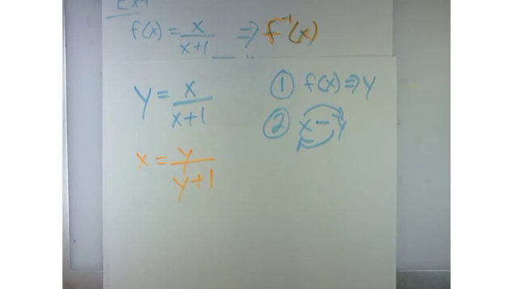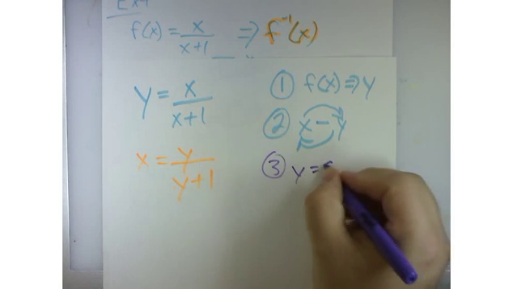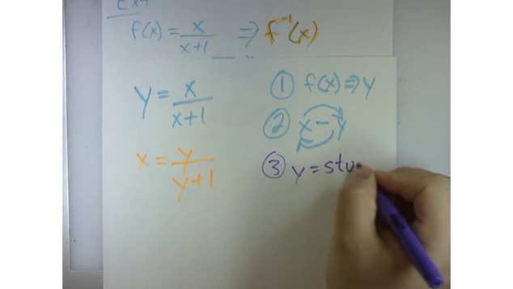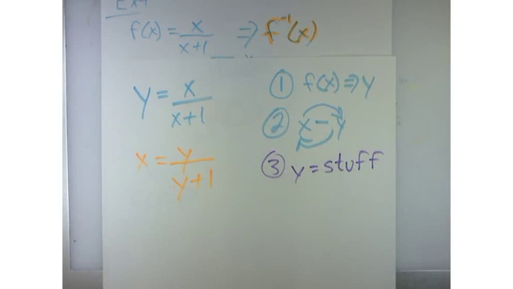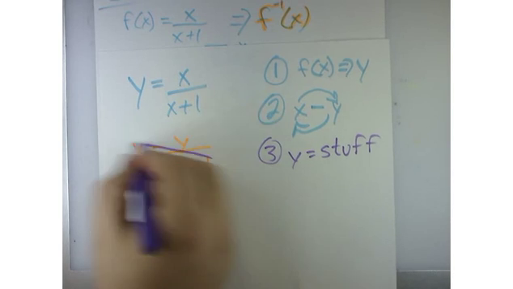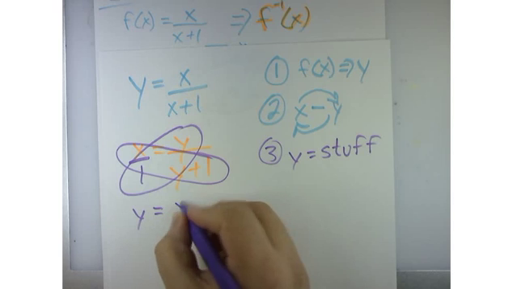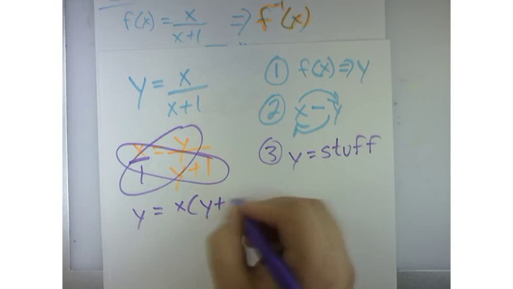So now in the next step, I just need to solve for y, and that gives me f inverse. It's not easy, but we can do it. I need to make this equal y equals some stuff. In other words, I got to get y by itself. So this is a proportion. Let's think of this as x over 1. We're going to cross multiply, and I get y is equal to x times the quantity y plus 1.